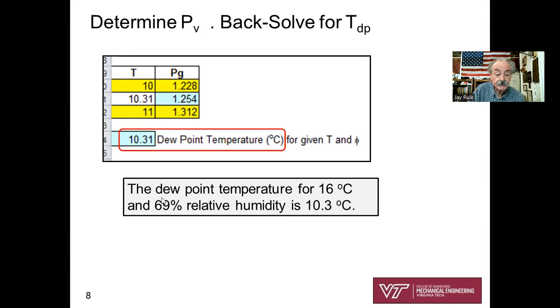So we'll write it out in a sentence. The dew point temperature for 16 degrees C and 69% relative humidity is 10.3 degrees C. Practical conclusion. As the night goes by and it gets colder and colder at night, if the temperature of the grass gets below 10.3 degrees C, let's say it gets 10 degrees C, you're going to get dew forming on the grass. Condensation will occur out of the atmospheric mixture. Condensate will form in terms of droplets on the grass.